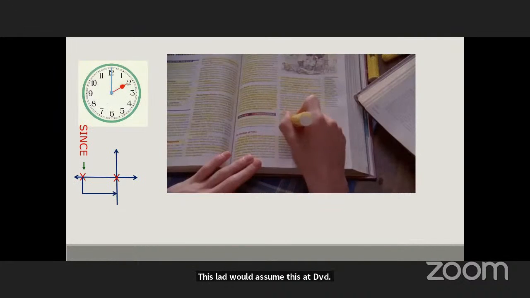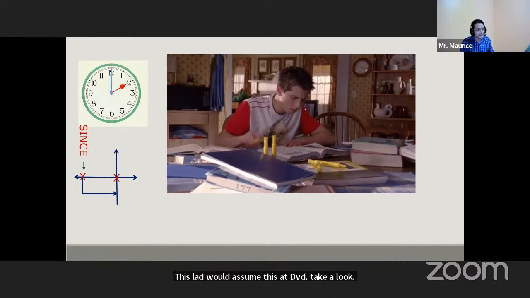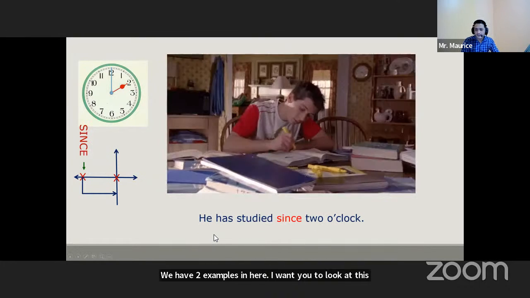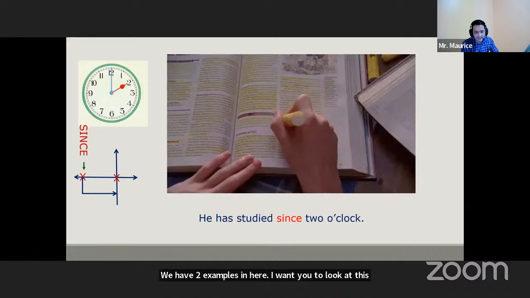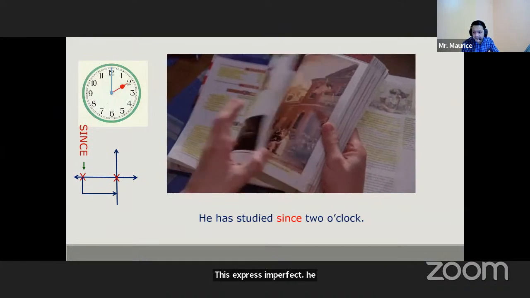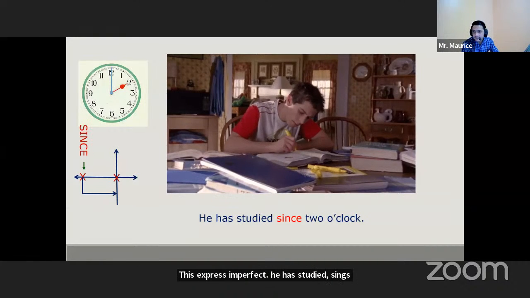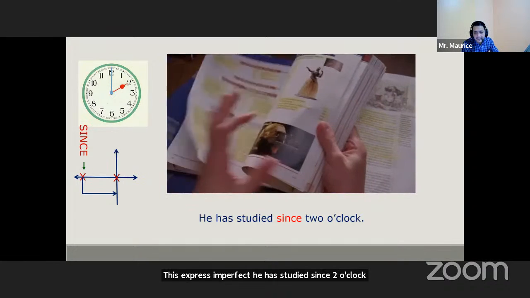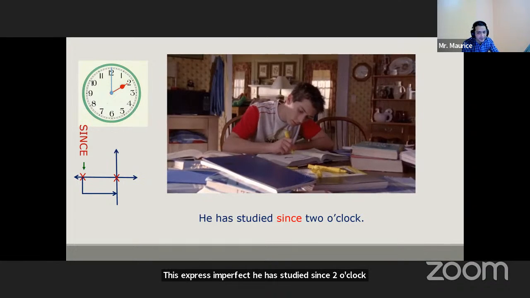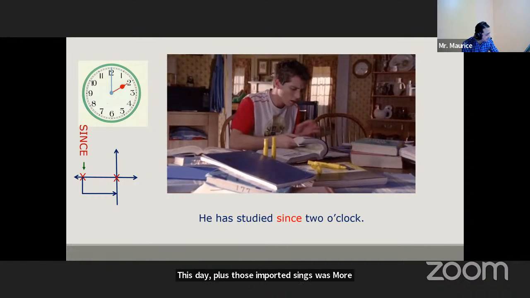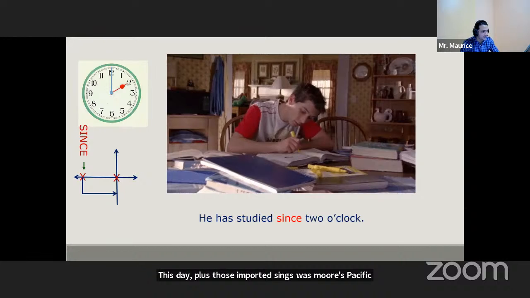Take a look. We have two examples in here. I want you to look at this picture. This is present perfect. He has studied since 2 o'clock. Él ha estudiado desde las 2 en punto. Since, pues muy específico. Estoy diciendo que desde las 2 él comenzó a estudiar.